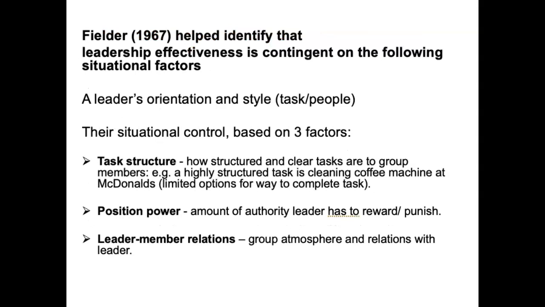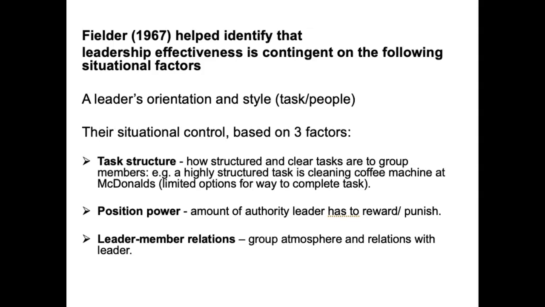And the theory basically suggested that leadership effectiveness is contingent, or dependent, on the following situational factors. So their style, their orientation, whether they are task or people-oriented, and the leader's situational control. And that situational control was based on three factors. How structured the tasks are that group members were asked to deal with.